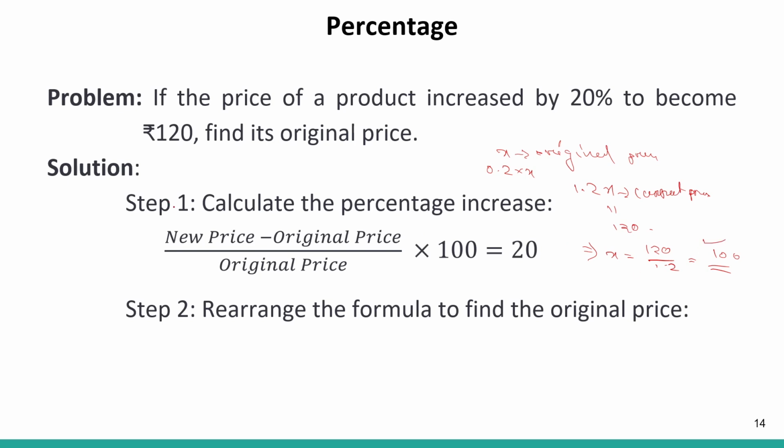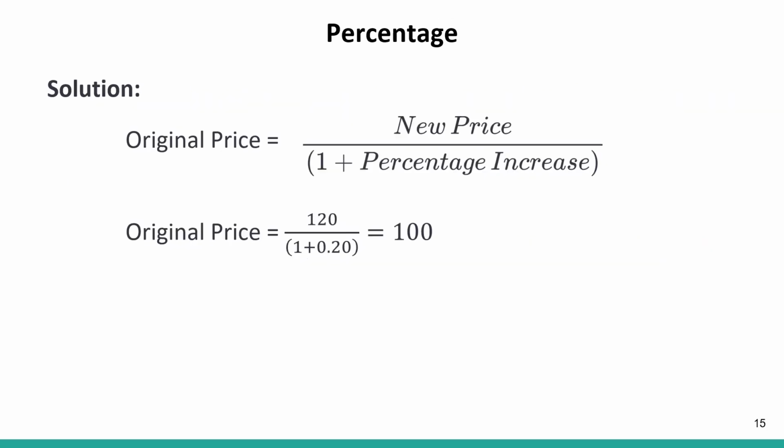Let's see by this method. Step 1, we calculated the percentage increase: new price minus original price, whole by original price, into 100 is equal to 20, to become 120. Rearrange the formula to find the original price. So original price is equal to new price by 1 plus percentage increase. You can see here original price is equal to 120 by 1 plus 0.20, that is 1.2, that will be 100. So 100 is the final answer.